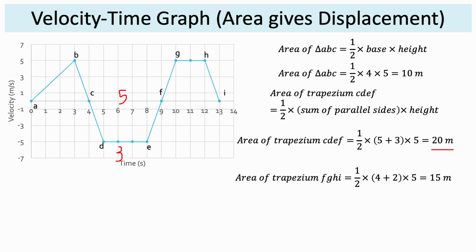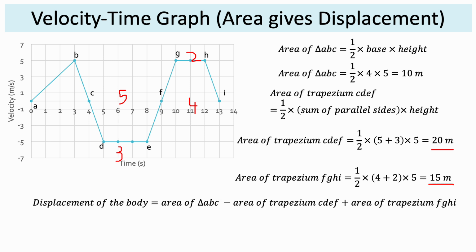Area of trapezium FGHI, that is half multiplied by 4 plus 2. So 13 minus 9 is 4 and it is 12 minus 10. This is 2. And they are separated by distance of 5 meters. So half multiplied by 4 plus 2, sum of parallel sides multiplied by height, which is 5. So this gives us the area of trapezium FGHI equal to 15 meters.